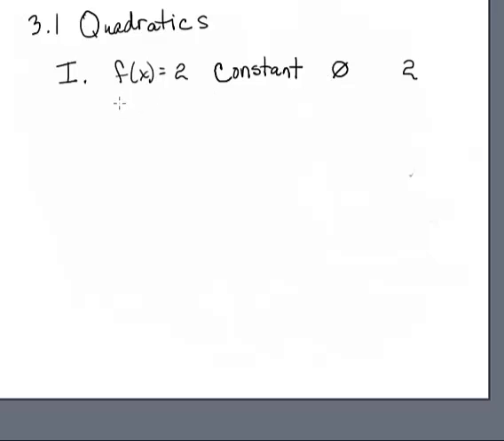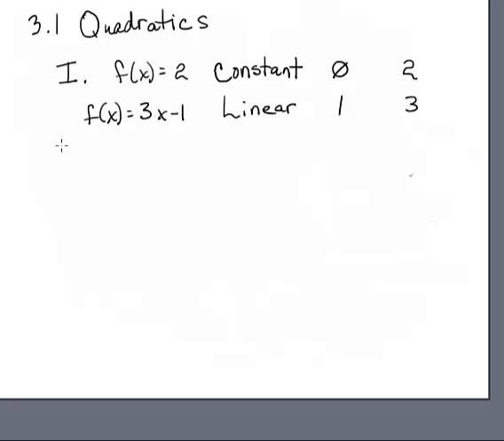The next one we look at is f of x equals 3x minus 1. We call this a linear function because if we graphed it, it would make a line. It has degree 1 because the highest exponent in this problem is x to the first. And the leading coefficient is a 3.